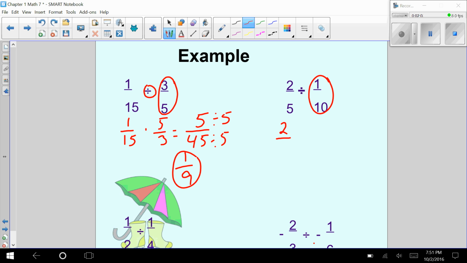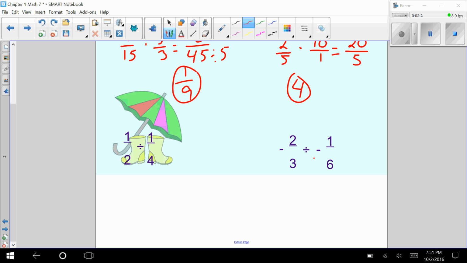So for 2/5 divided by 1/10, I'm going to flip the second one. So 2/5 stays the same. 1/10 becomes 10 over 1, and my division becomes multiplication. 2 times 10 is 20. 5 times 1 is 5. This is actually going to equal out to a whole number because 20 divided by 5 is 4.